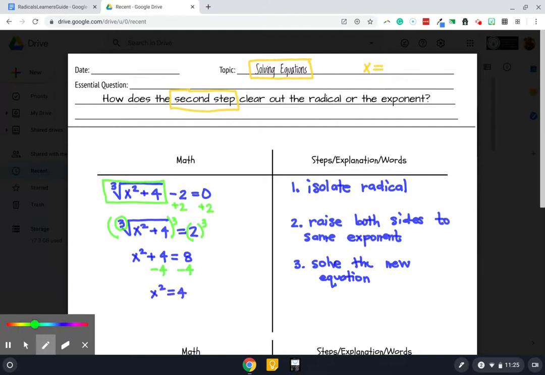I can take the square root of that. Don't need the quadratic formula. Don't need to complete the square. I just get to live dangerously with square roots. And I get x equals plus or minus 2. Okay?